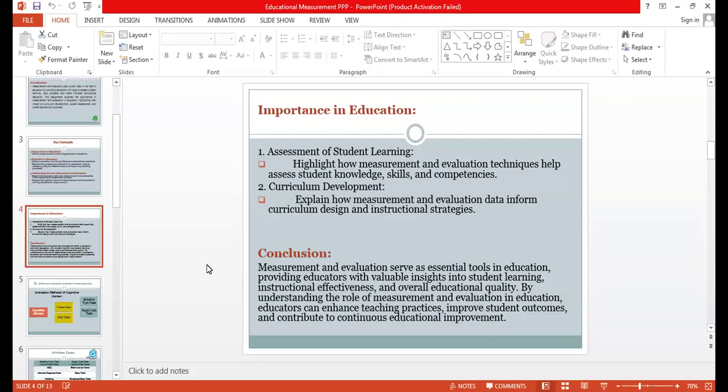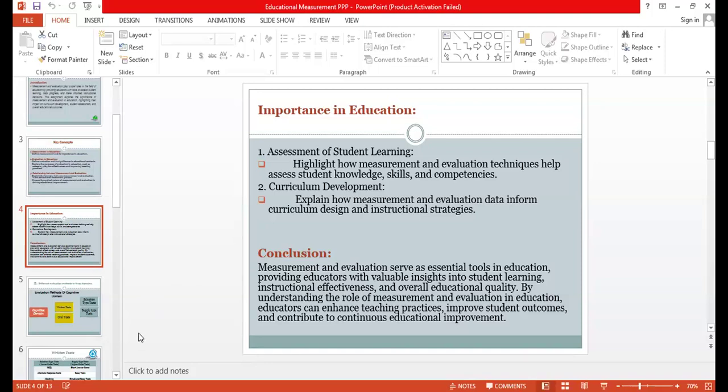instructional strategies in education. We will see how they contribute in identifying students' needs, setting learning objectives, adapting and differentiating instruction, assessing curriculum effectiveness. So the conclusion for this part is measurement and evaluation serve as essential tools in education, providing educators with valuable insights into student learning, instructional effectiveness, and overall educational quality.